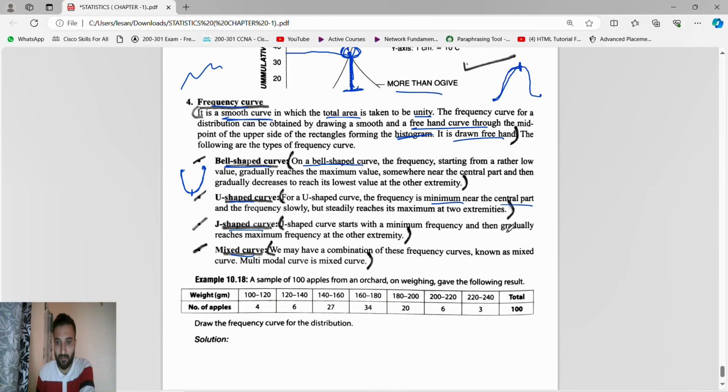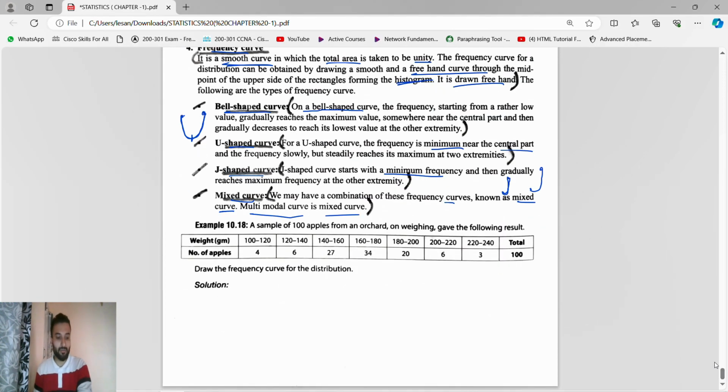J shaped is this. J shape starts with the minimum frequency, then gradually reaches the maximum frequency. Mixed curve means we have a combination of these frequency curves, known as a mixed curve. A multimodal curve is a mixed curve. Remember the thing. Okay, so this is the end of this chapter.